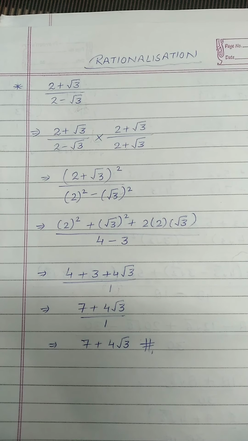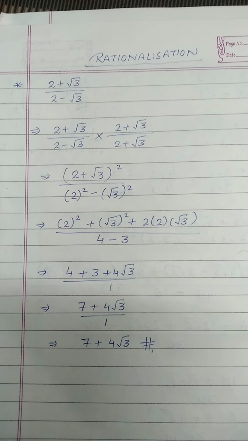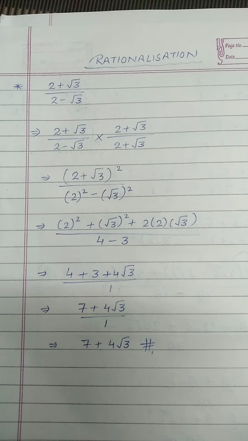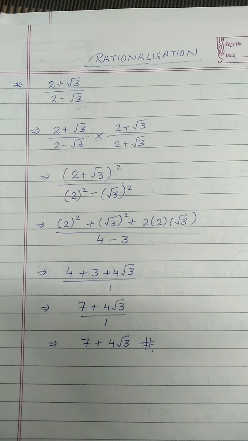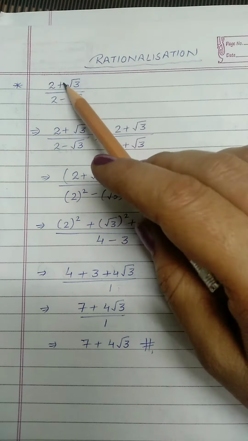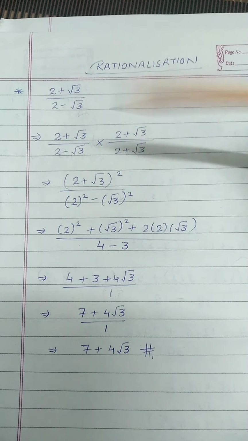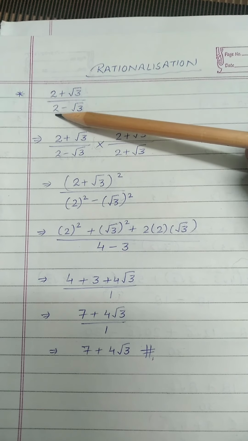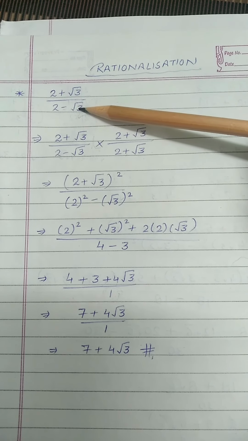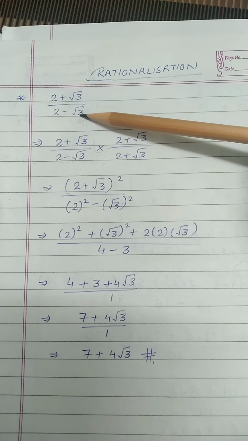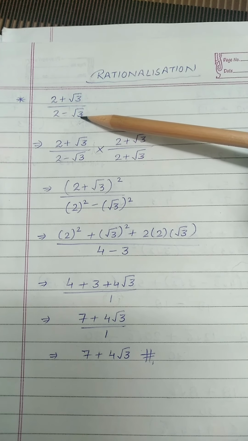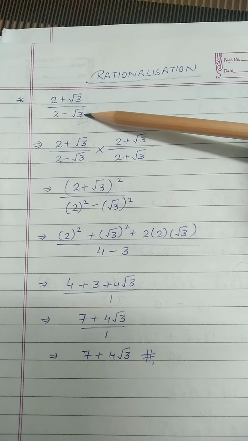Hello everyone, today also we'll take examples on rationalization to make it more clear to you. For example, you have to rationalize the denominator of (2 + √3)/(2 − √3). Now in this one, the denominator has two terms. So if the denominator has two terms, then to rationalize it, we have to use the conjugate.